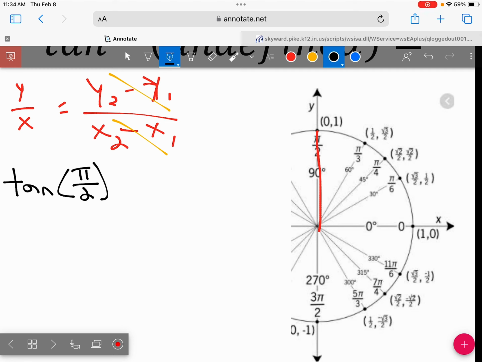So, long story short, tangent of pi over 2, tangent at that point right there, is going to be undefined. And you could have told me that by saying, yeah, it's the y over the x, 1 over 0, that's undefined. But you could have also told me that by looking at the slope of the line connecting the origin to the point on the unit circle. The slope of the line, well, it was vertical. A vertical line has an undefined slope.